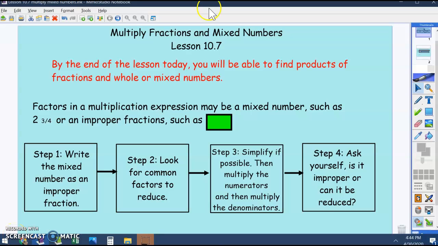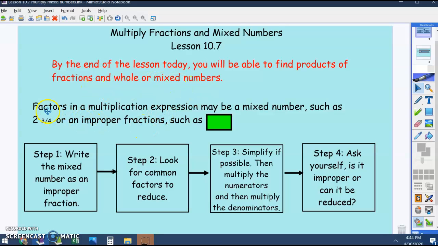Students, today we're going to be looking at multiplying fractions and mixed numbers. We've already learned how to multiply fractions. Now we're going to add in a whole number to that, so we'll be multiplying mixed numbers. By the end of the lesson today, you should be able to find the product of fractions and whole numbers or mixed numbers.